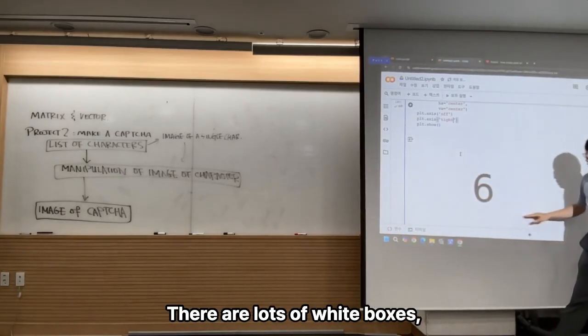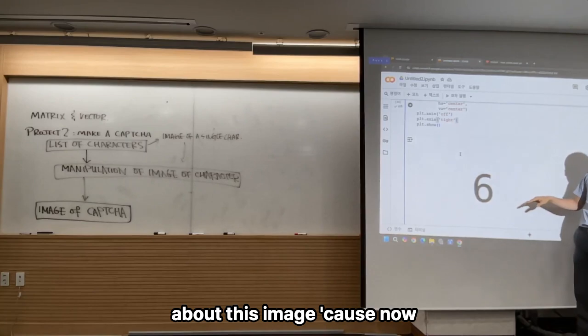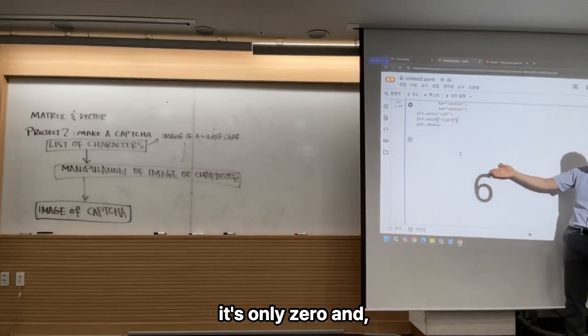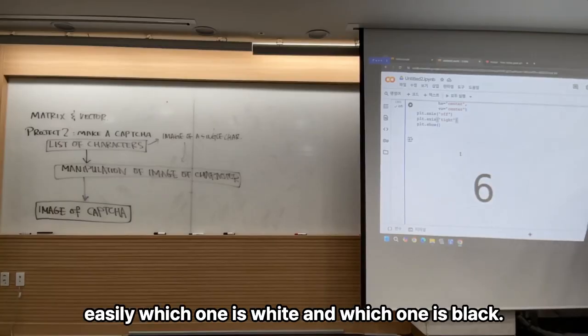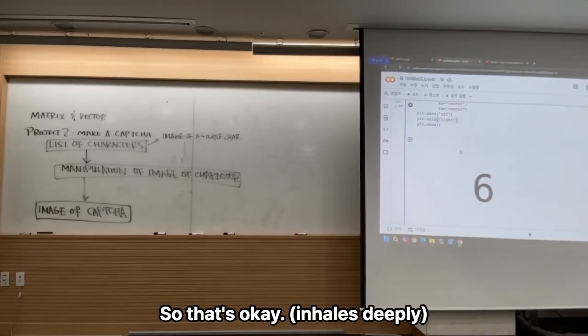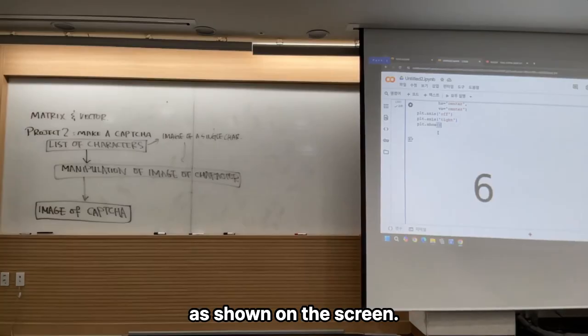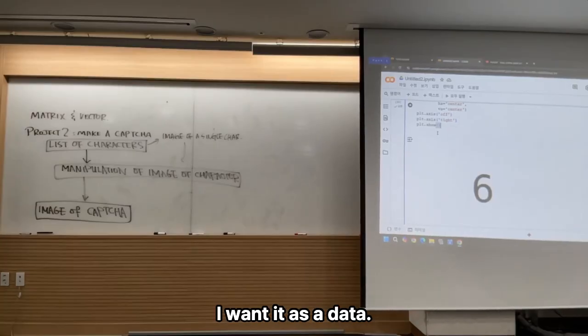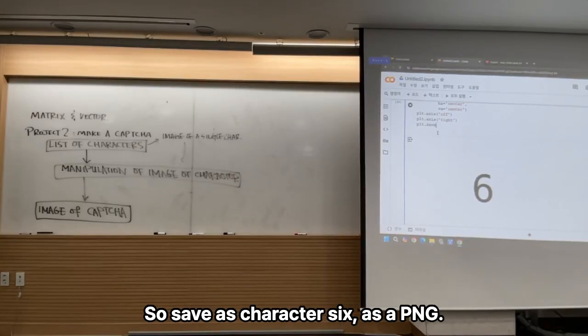There are lots of white boxes, but that's okay because we're going to do something about this image, because now it's only 0 and only black and white. So I can easily distinguish which one is white and which one is black. So that's okay. But this is just an image. It's shown on the screen. I want it as data. So in order to have data, I need to save it as a file, right? So save character 6 as a PNG.